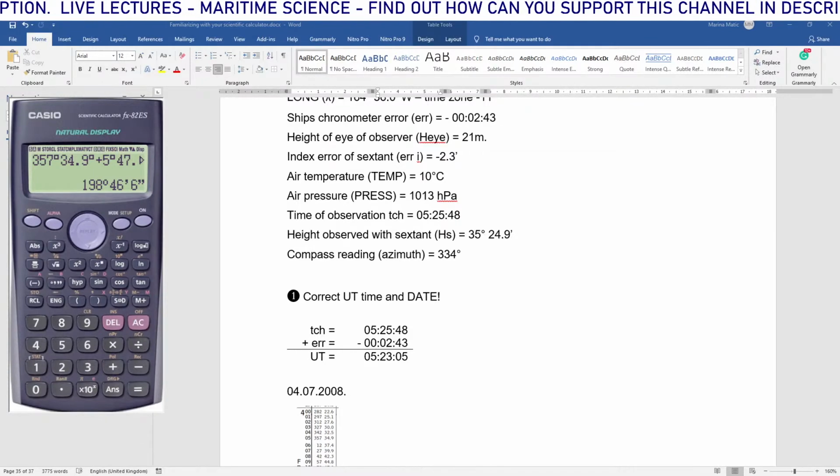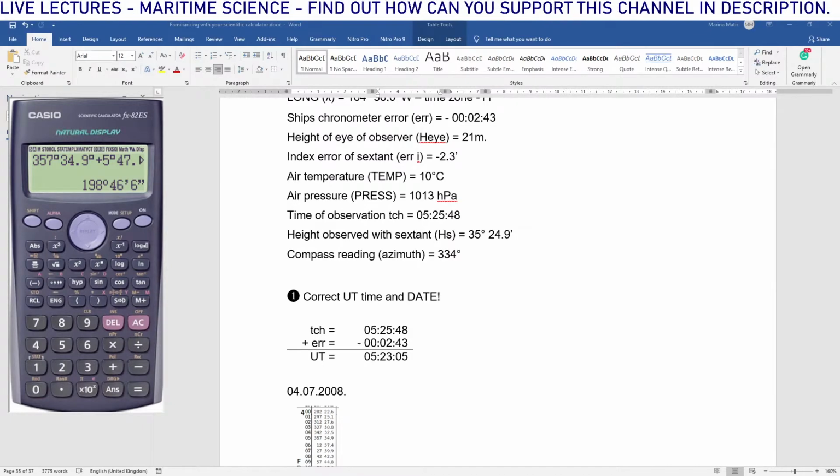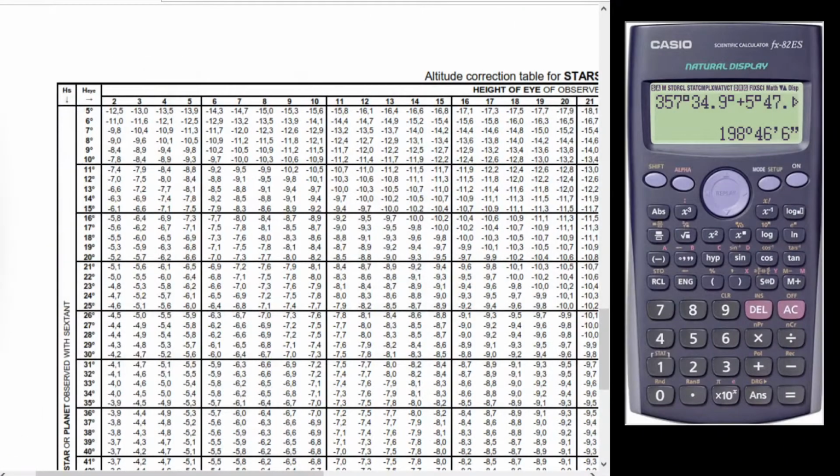So let's go to the tables for height correction or altitude correction. From the top I enter with 21, and from the left I enter with 35 and a half. So let's see what I have for 35. The value I have for 35 is 9.5, and the value I have for 36 is also 9.5. So I do not have to interpolate anything. It is for sure negative 0 degrees 9.5 minutes. That's the dip correction.